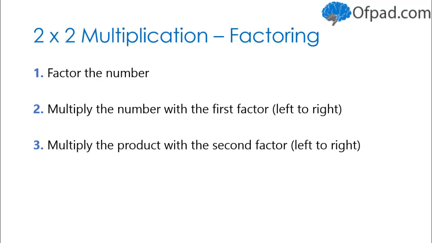Like rounding up, another technique to use before you apply the LR method is to factor the number before multiplying it. To do that, factor one of the numbers. Multiply the number with the first factor left to right. Multiply the product by the second factor left to right.